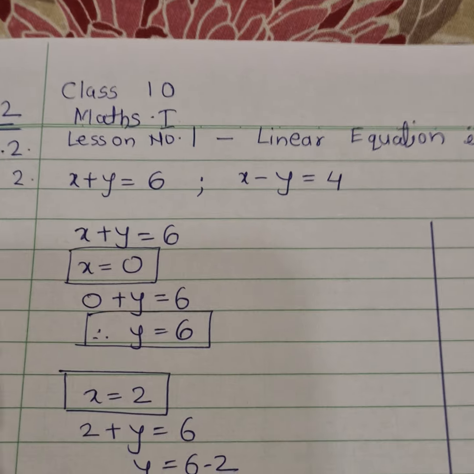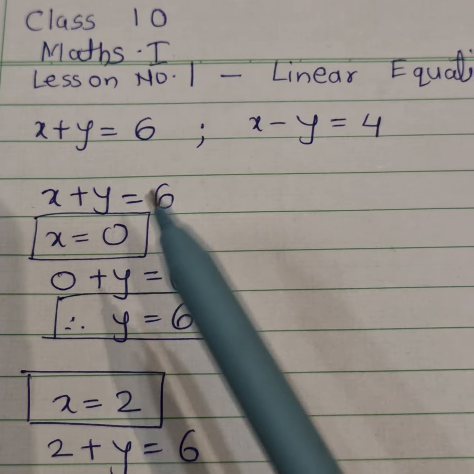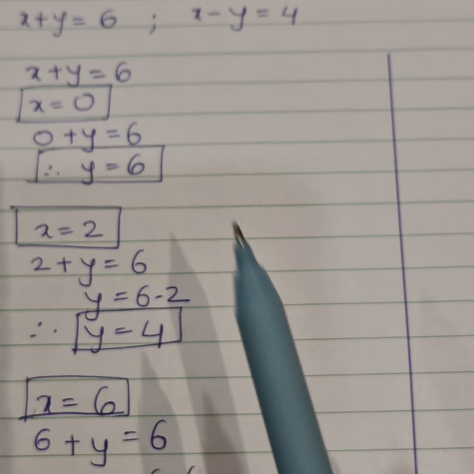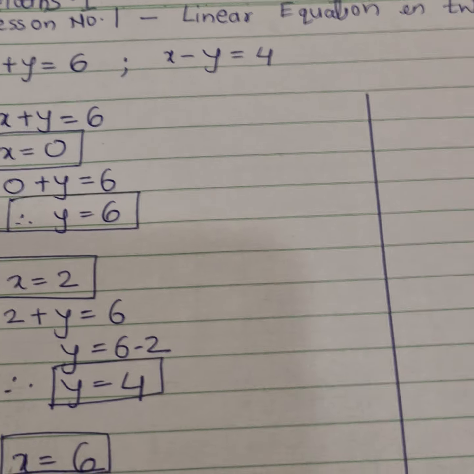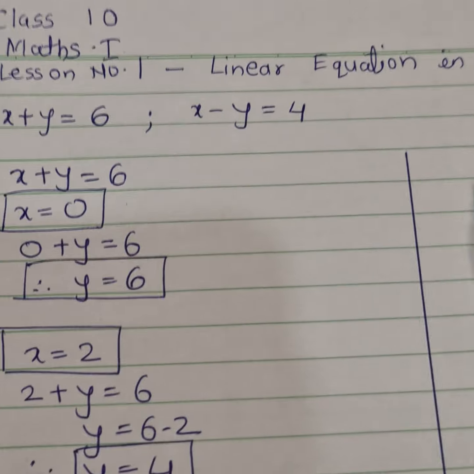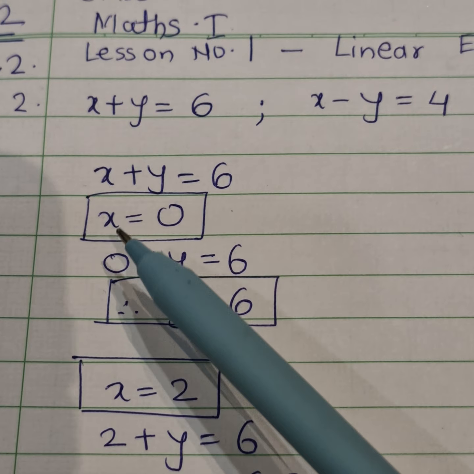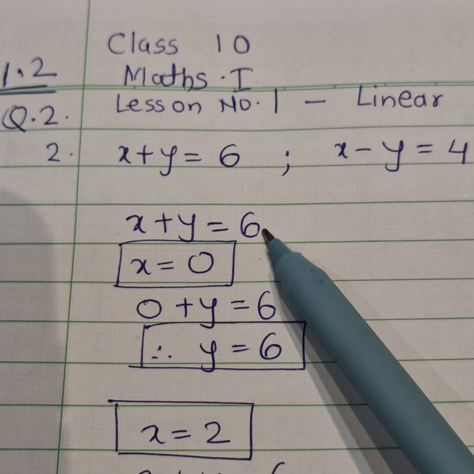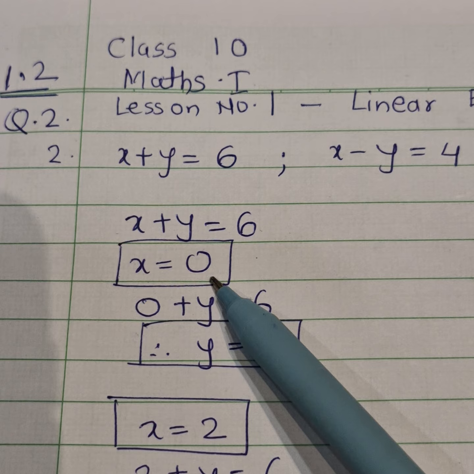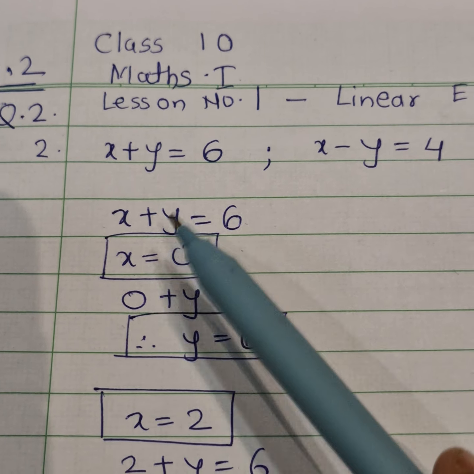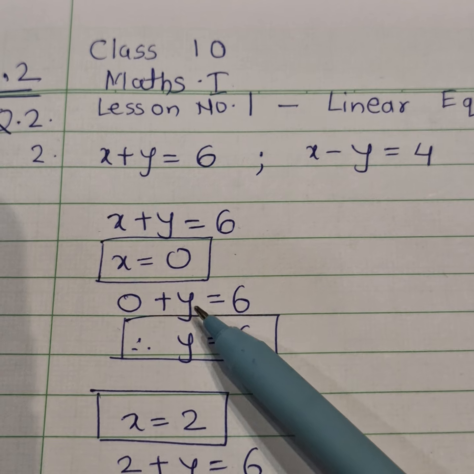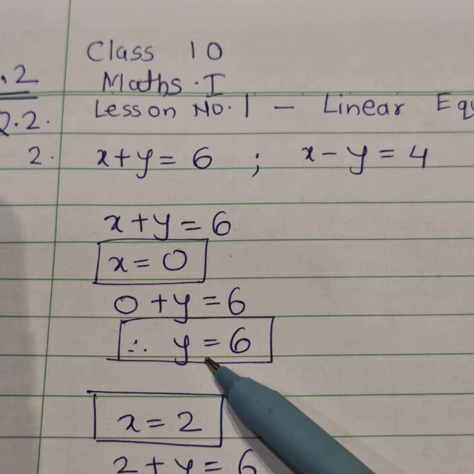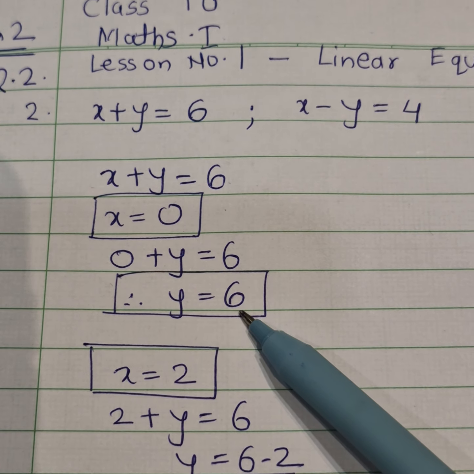Now, how to solve the equations graphically? First, you have to consider these two equations separately and take some values for the equations. See here, particularly x plus y, I have taken as the first equation. I have taken the x value as 0, so I put x is equal to 0 in this equation, so 0 plus y is equal to 6. The value of y I got as 6. This is an imaginary value.